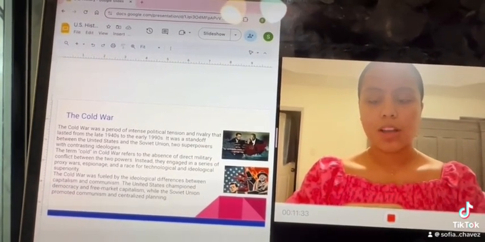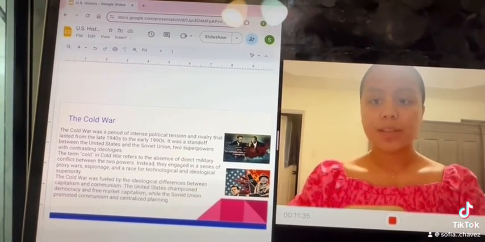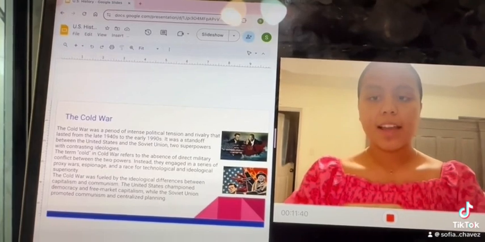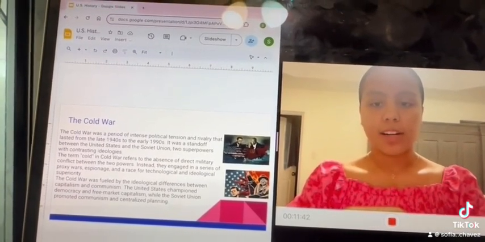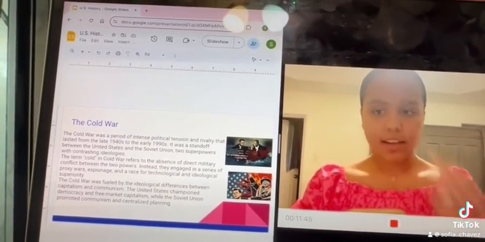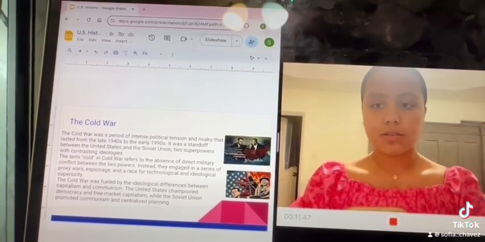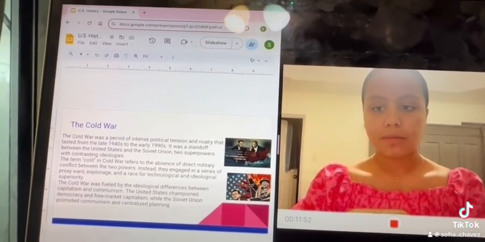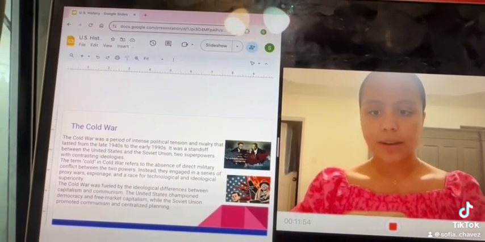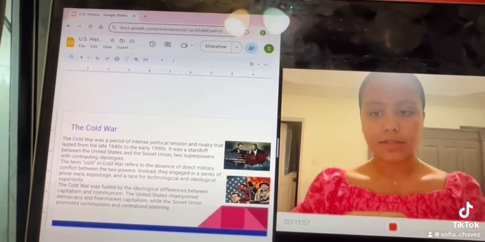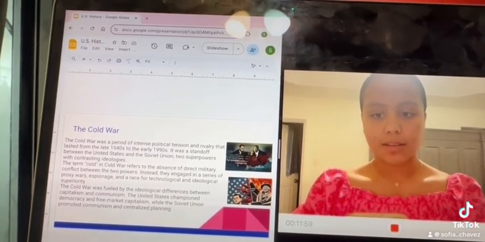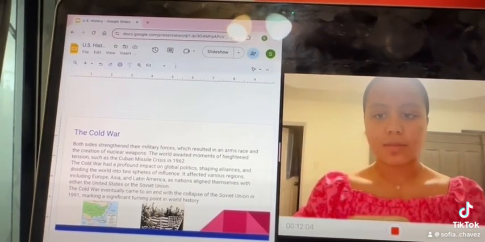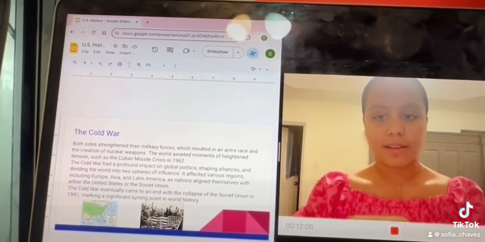The Cold War. The Cold War was a period of intense political tension and rivalry that lasted from the late 1940s to the early 1990s. It was a standoff between the United States and the Soviet Union, two superpowers with contrasting ideologies. The Cold War was fueled by the ideological differences between capitalism and communism. Both sides strengthened their military forces, which resulted in an arms race and the creation of nuclear weapons.